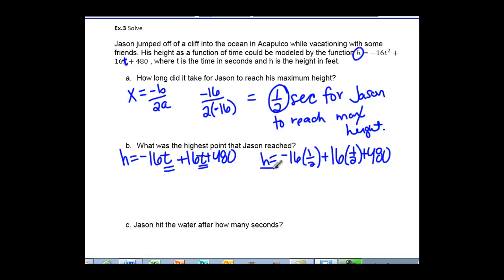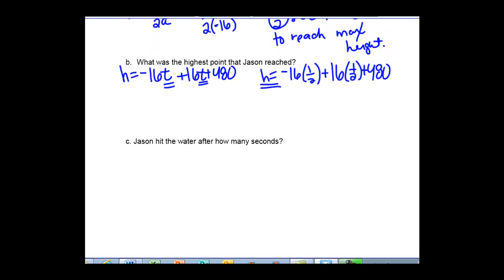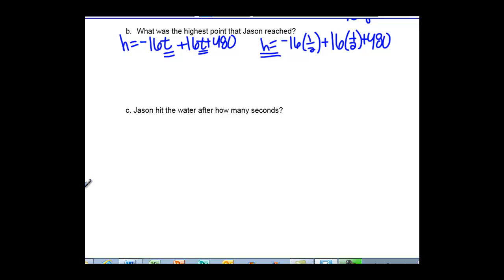You are solving for h. You want to know the highest point that he reached. Okay, go ahead and calculate. Okay, you should get 52, and you are talking about feet. So 52 feet would be the highest point that Jason reached.